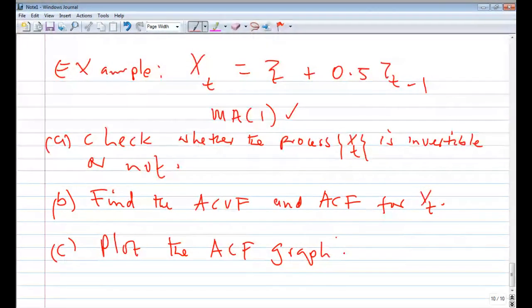Then when you have done it, we're going to go through it and check whether what you did is correct or not. But anyway, in the meantime, check whether the process is invertible or not. If it's invertible, you have to give me the reason. Why are you saying it's invertible? If it's not invertible, you tell me the reason. Why are you saying it's not invertible? Okay.